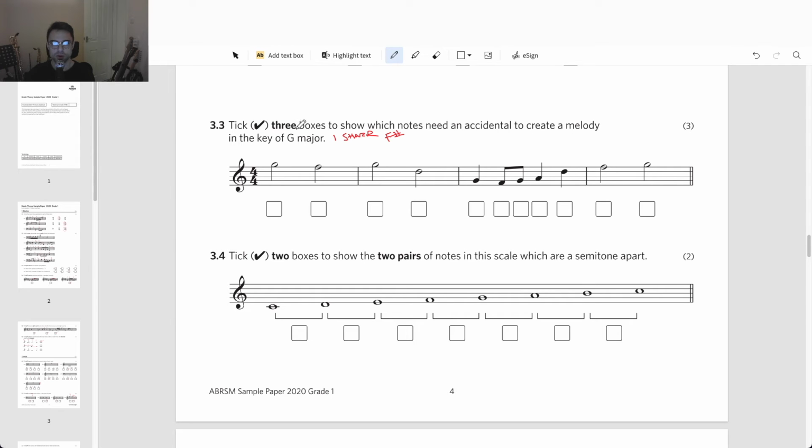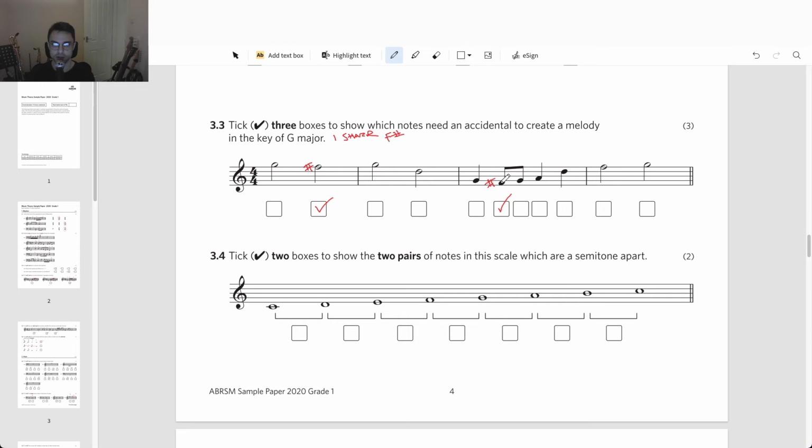So tick 3 boxes to show which notes need an accidental to create a melody in the key of G major. Which notes do we need to change to bring this into the key of G major? Well, it's going to be all the Fs. That needs to change to an F sharp. That's a G, so no. That's a D, so no. That's a G, so no. Here we go. We've got an F. That needs to be changed to an F sharp.